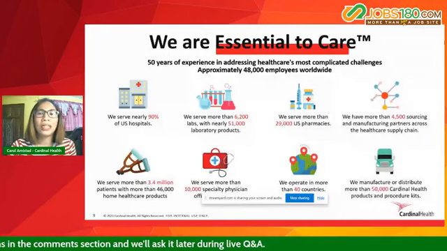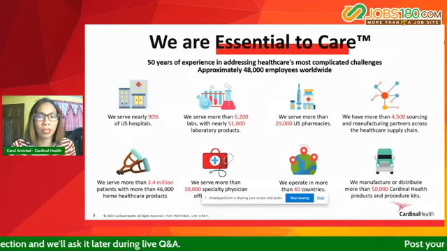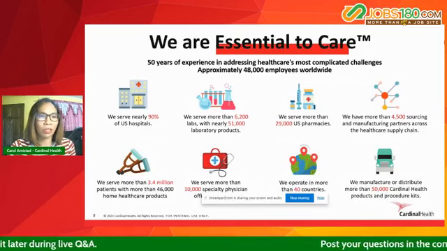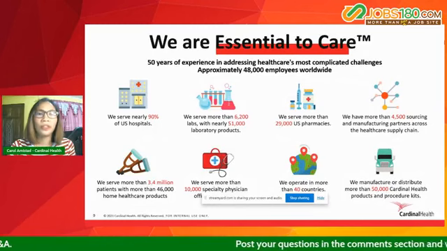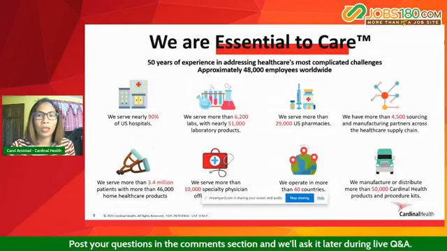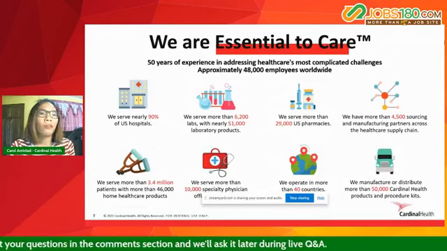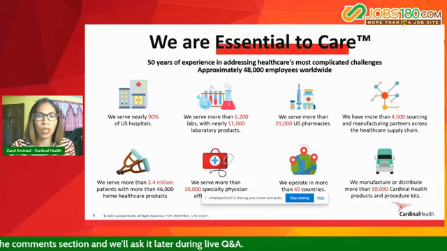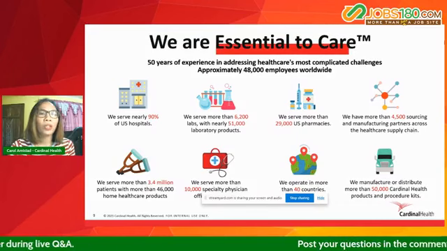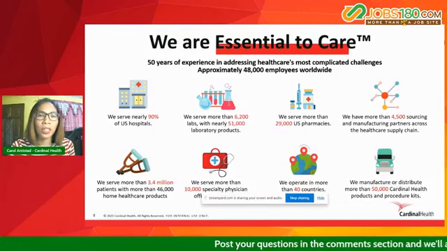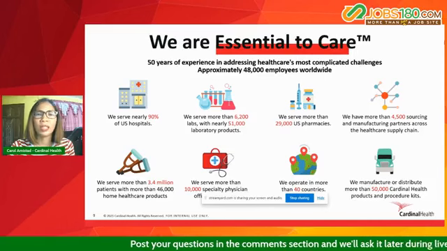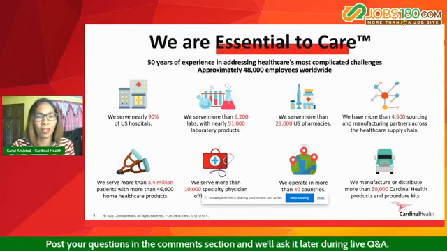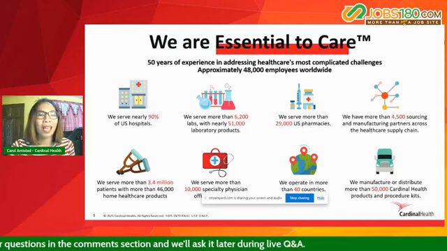We serve nearly 90% of US hospitals, more than 6,200 labs with nearly 51,000 lab products. We serve more than 29,000 US pharmacies. We have more than 4,500 sourcing and manufacturing partners across the healthcare supply chain. We serve more than 3.4 million patients with more than 46,000 home healthcare products. And we serve more than 10,000 specialty physician offices and clinics.